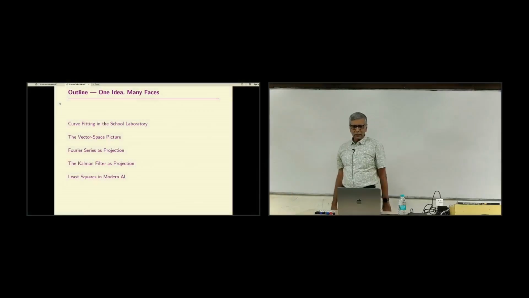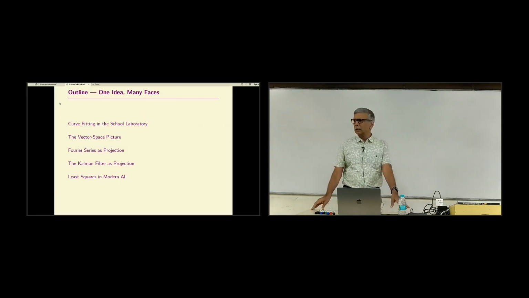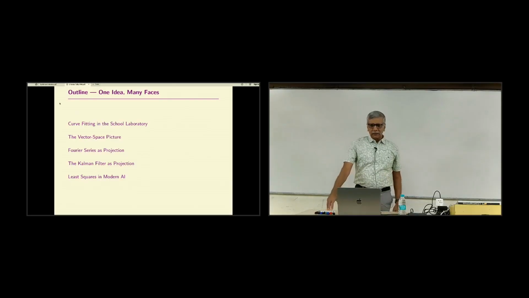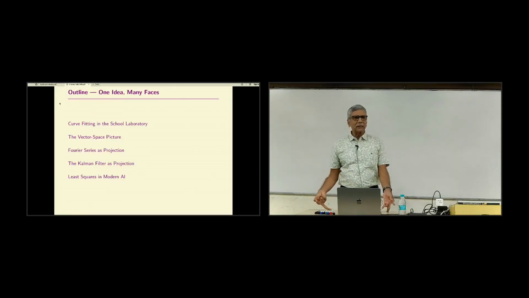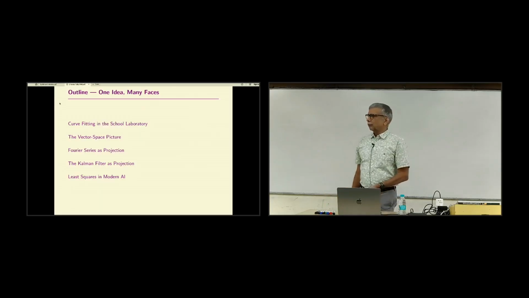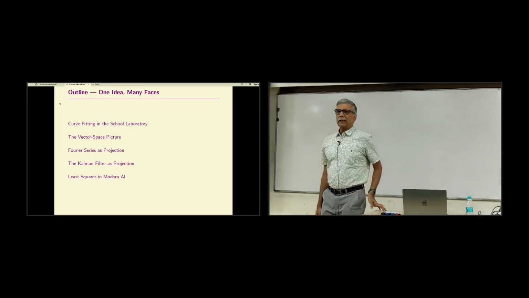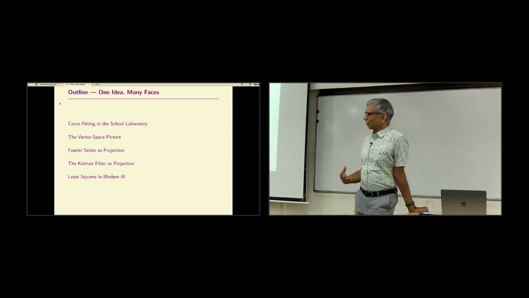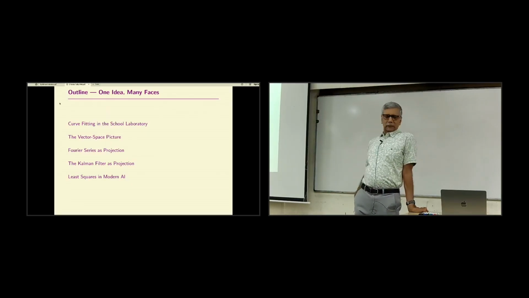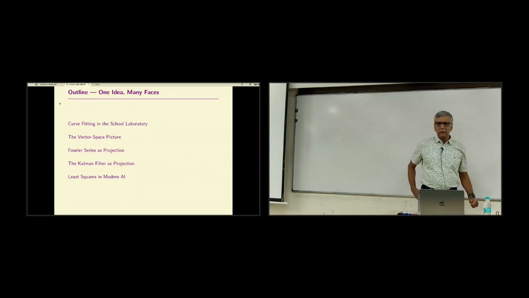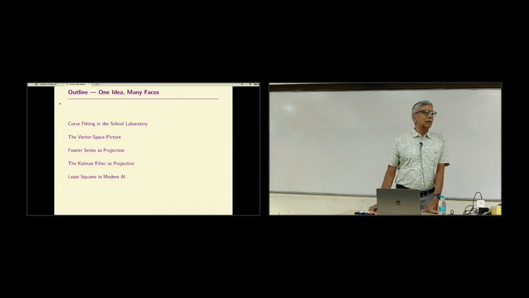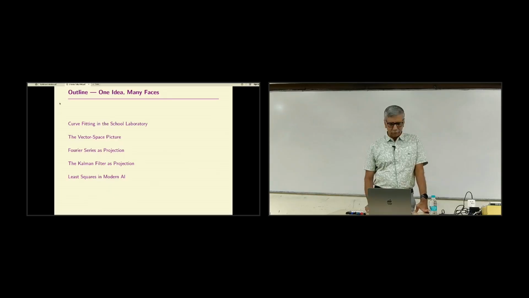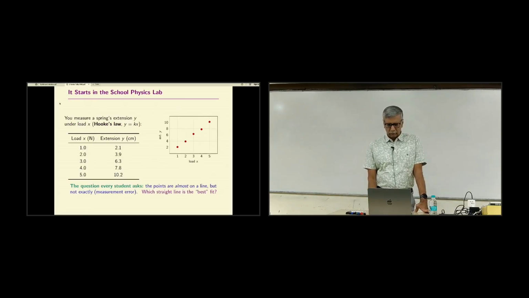Okay, so this is broadly how my talk is structured. So curve fitting in the school laboratory, the vector space picture, Fourier series. I think many of us have heard of the Fourier series. The Fourier series also comes about as a result of least squares. Okay? The Kalman filter, the least squares in modern AI applications.